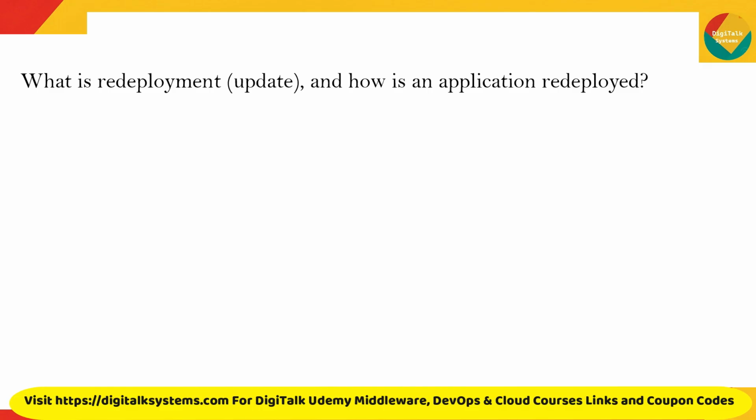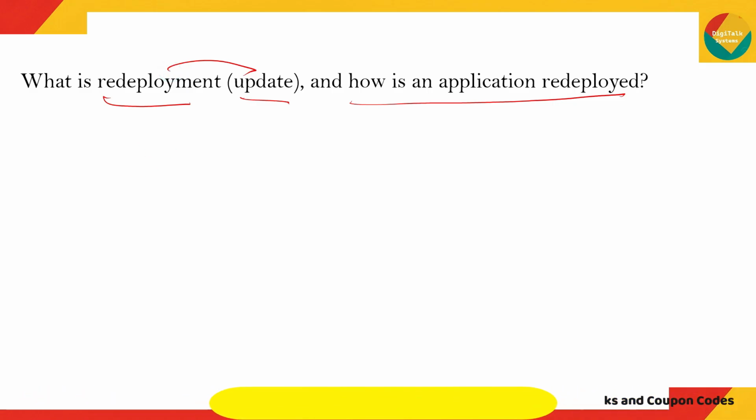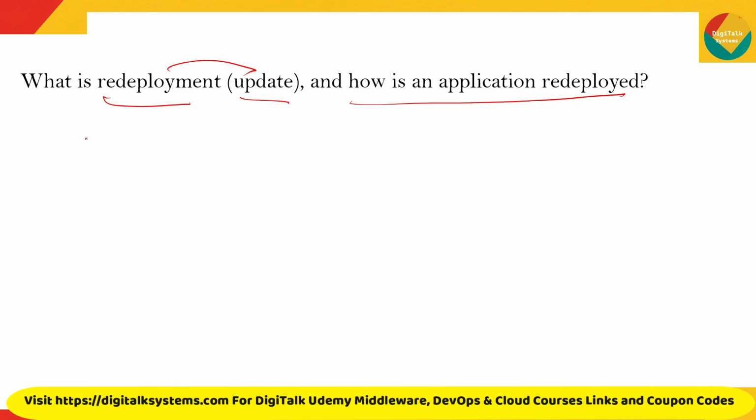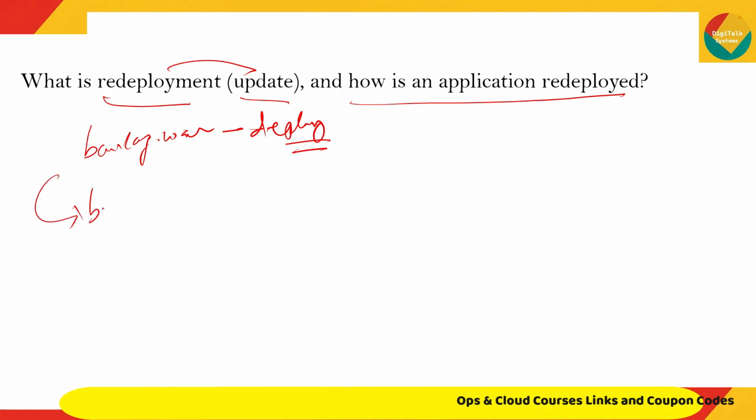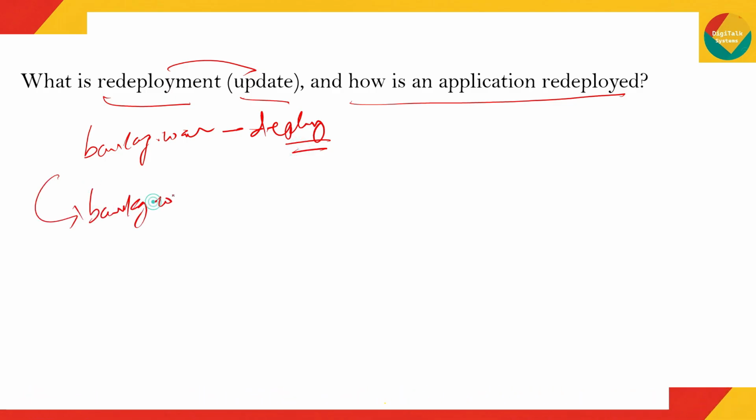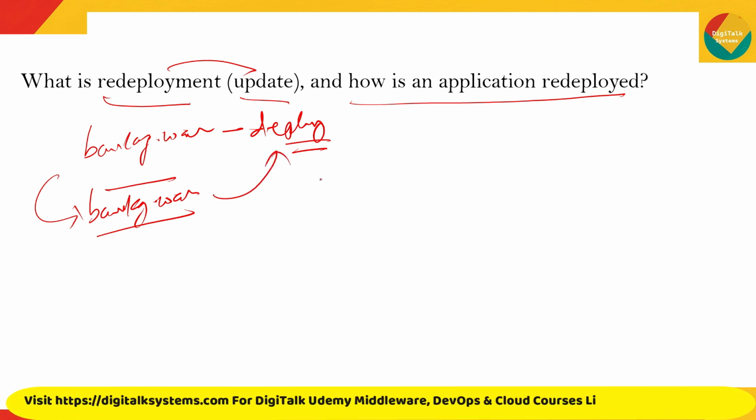What is redeployment or update and how is an application redeployed? Redeployment or update simply means you have some new code file, there is a change in the code, and you got a new file that you need to replace with the old file. For example, we have the banking application banking.war which is deployed in our WebLogic server. Now tomorrow you get a new code file banking.war which has some enhancement in the code which you need to deploy. So you need to update the application.